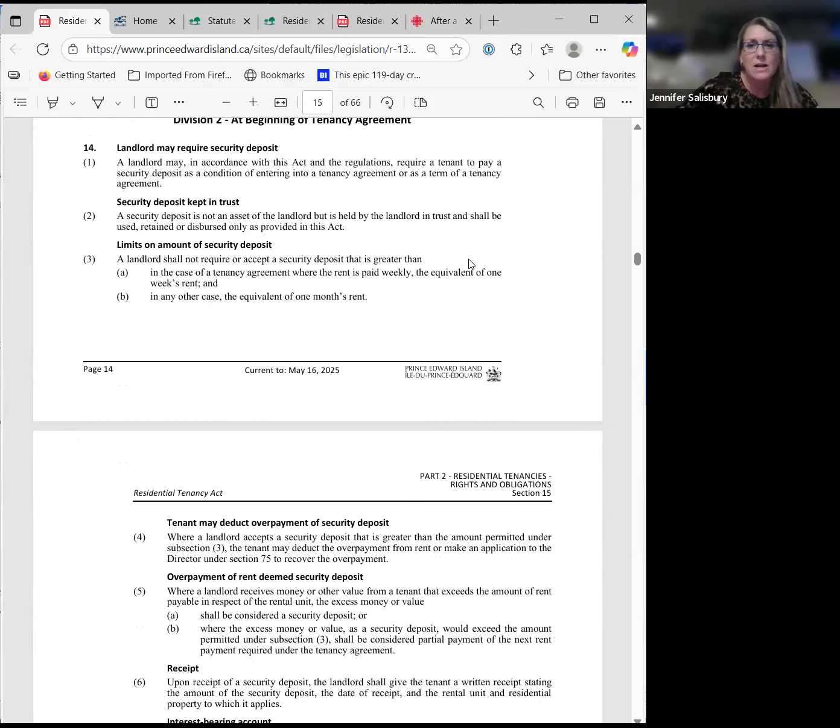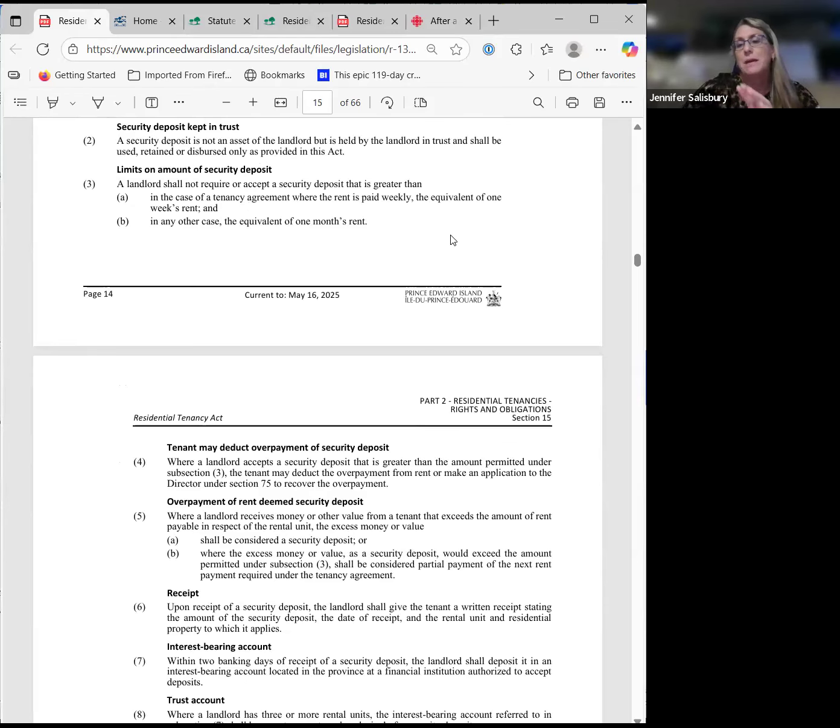The security deposit is not an asset of the landlord, but is held by the landlord in trust and shall be used, retained, or dispersed only as provided in the act. Okay, that's the same. So it can't be a working bank account is what that means. In fact, it actually tells you more information about where you've got to keep your security deposit. Some places they want it in a specific location, doing specific things like earning interest or whatever.